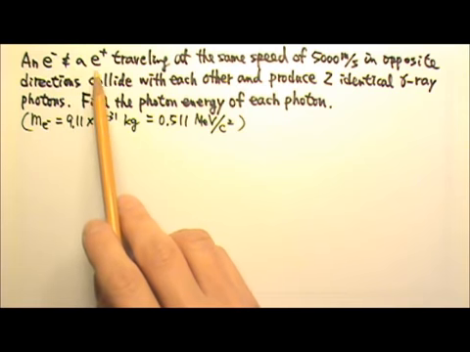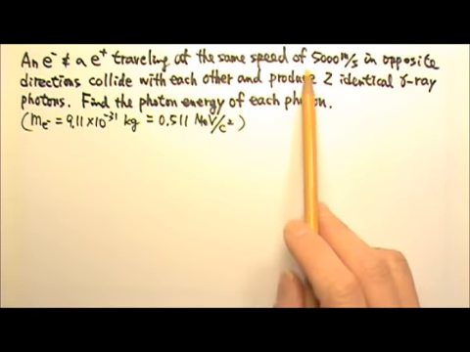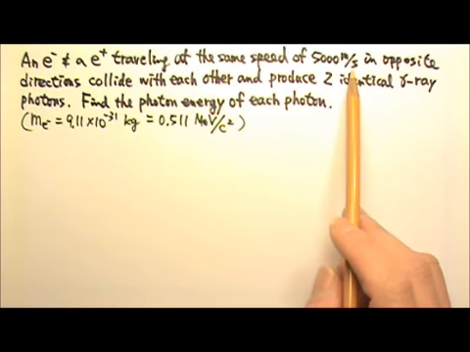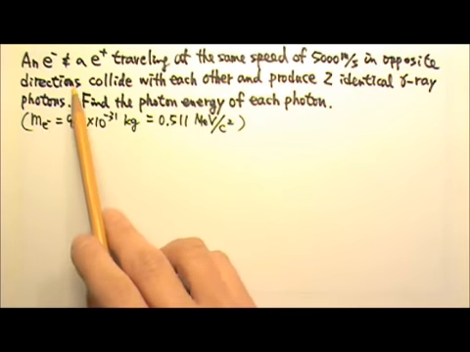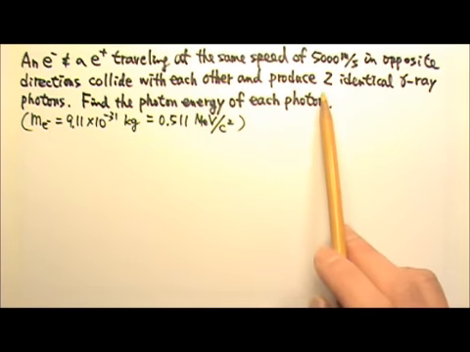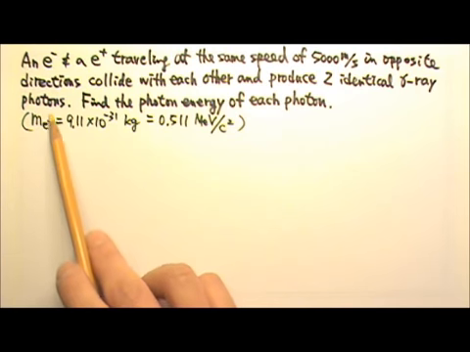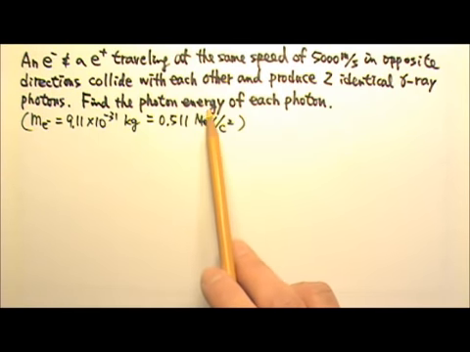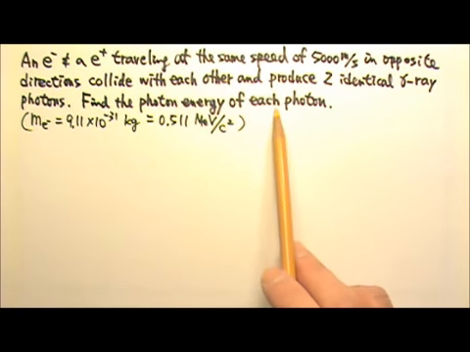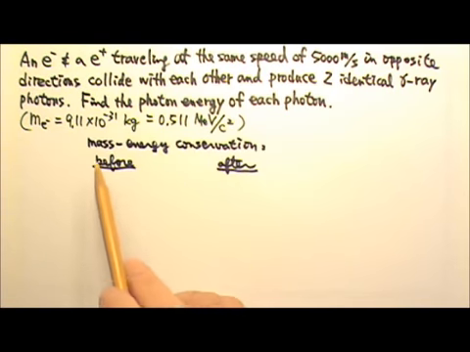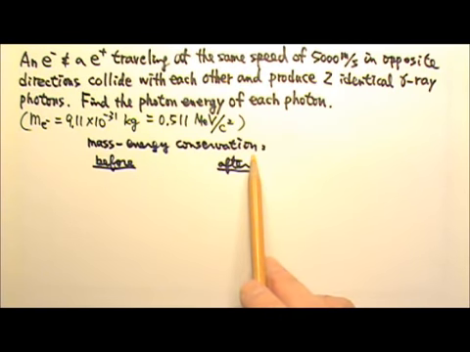An electron and a positron traveling at the same speed of 5,000 meters per second, but in opposite directions, collide with each other and produce two identical gamma-ray photons. Find the photon energy of each of those two photons. Again, we will use mass energy conservation.